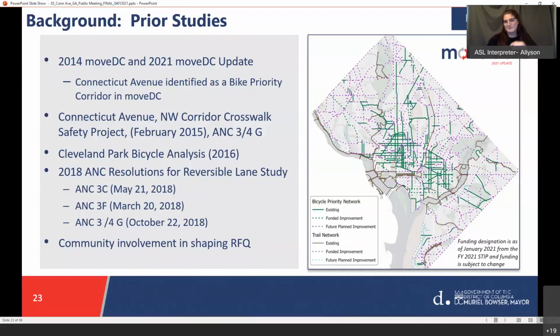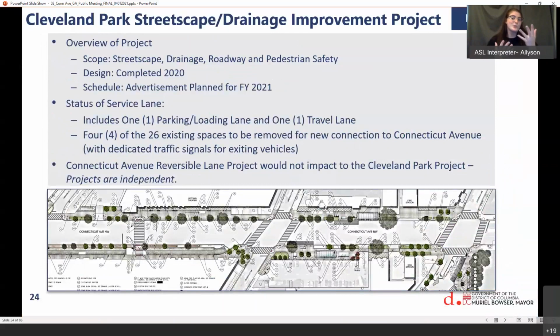Just wanted to let you know the relationship between the Cleveland Park Streetscape and Drainage Project to this Connecticut Avenue Reversible Lane Project. The projects are independent. The project is scheduled to be advertised in fiscal year 2021, very soon.